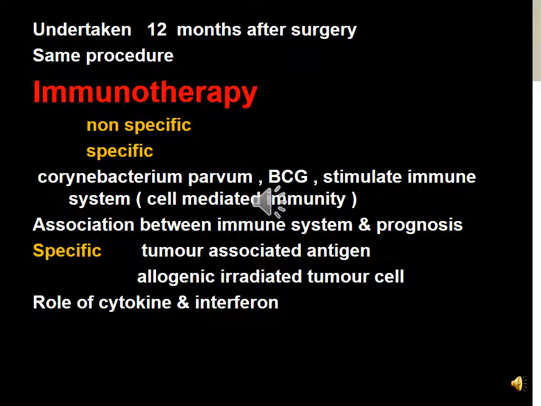We have two types of immunotherapy, either specific or non-specific. The specific, we stimulate the immune system by Corynebacterium parvum or BCG, or we use a specific tumor associated approach. We take the tumor cell, we irradiate the tumor cell, and it is re-injected under the skin of the patient, and we stimulate the immune response, or we use the cytokines and the interferon.